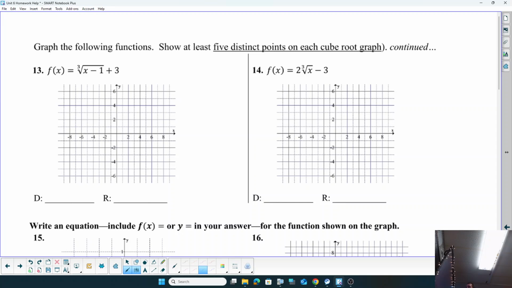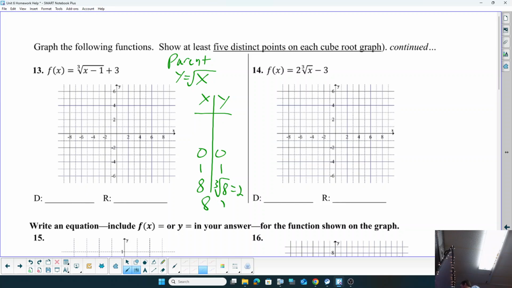More graphing. So just think about what I said there with your parent function, and then just go ahead and do the shifting. So our parent function is, again, 0, 0. We have 1, 1, 2, 8. And the cube root of 8 is 2. So we have 8, 2. And then negative 1, and negative 8, negative 2.